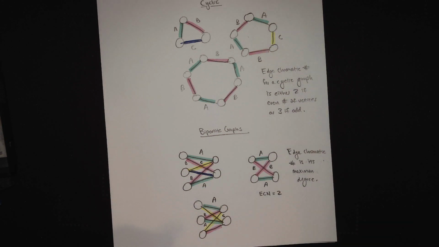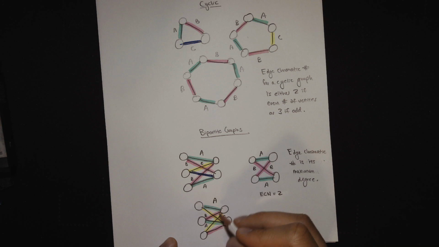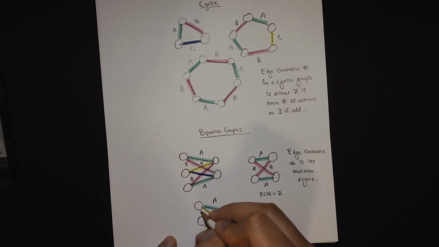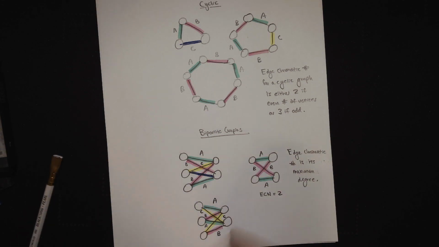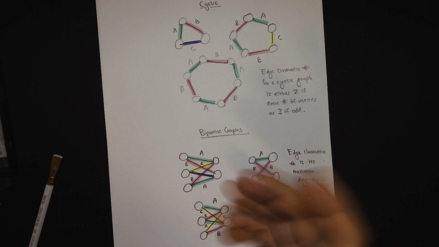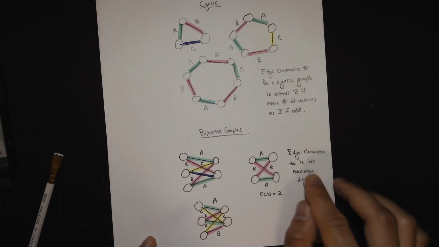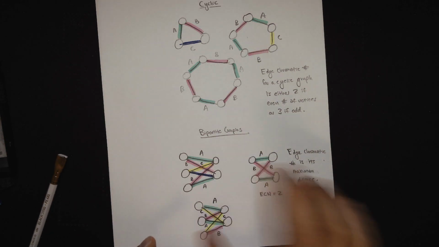But there is a general algorithm that can be used to find, sorry if my labels are getting a bit cramped, A, C, C, B, B. There is a general algorithm for bipartite graphs that gives us a minimum edge coloring for such a graph. But again, for bipartite graphs, the edge chromatic number is the maximum degree of that graph.